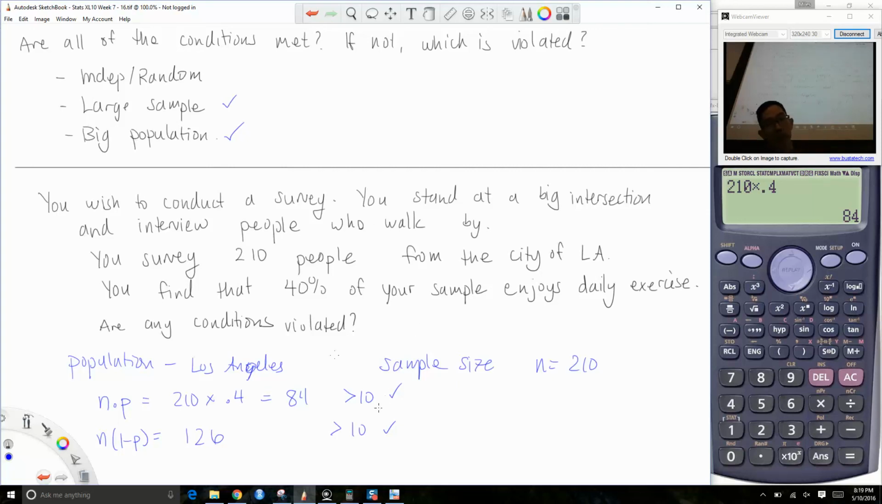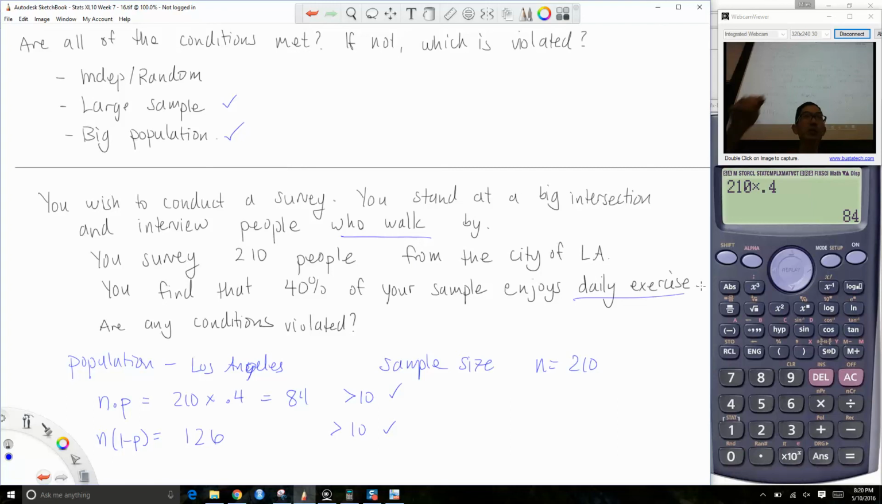Are the 210 people we get a random sample? It's not. We're standing at a big intersection and we get people who walk by. This is by no means a random sample. First of all, we're asking people who are walking by us if they like to exercise daily. We're much more likely to get people who are going to answer yes than if we got a random sample.